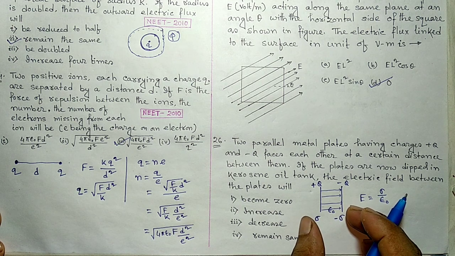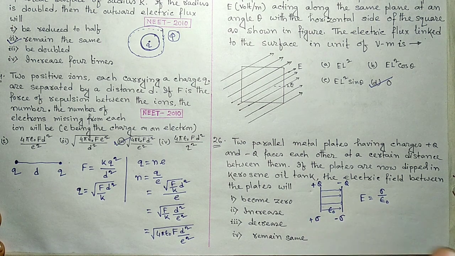If the whole system is dipped inside the kerosene, then the electric field will change, and this will be E dash equals sigma by K epsilon naught, where K is the dielectric constant of the kerosene. So this will decrease. So here the electric field will decrease.